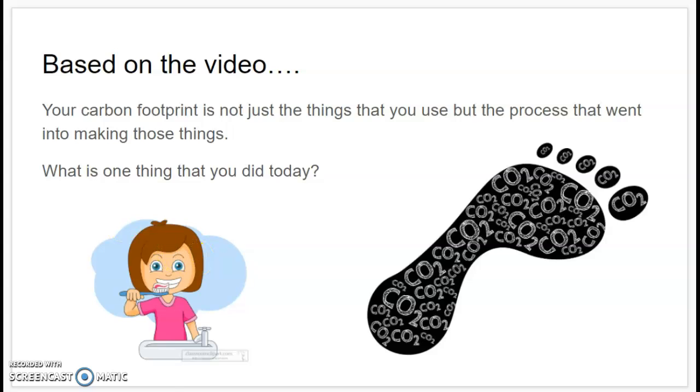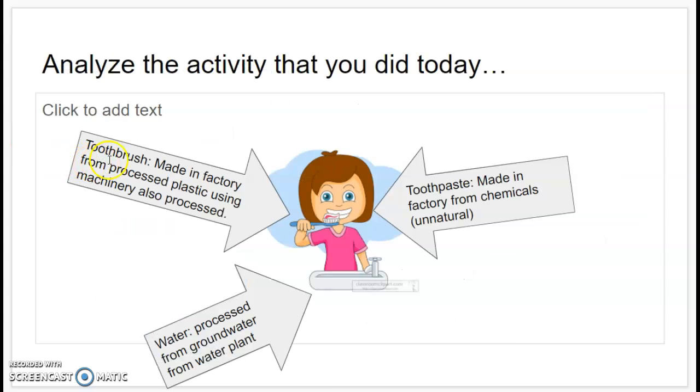Okay, so I brushed my teeth, and then on this next slide over here, you can see the toothbrush was made in a factory that is made from processed plastics using machinery that is also processed. My water is processed from groundwater into a water plant. And the toothpaste is also made in a factory from different chemicals, which are unnatural. So each of those chemicals also have to be made. Okay, so these are 3 ways that it has impacted my carbon footprint.